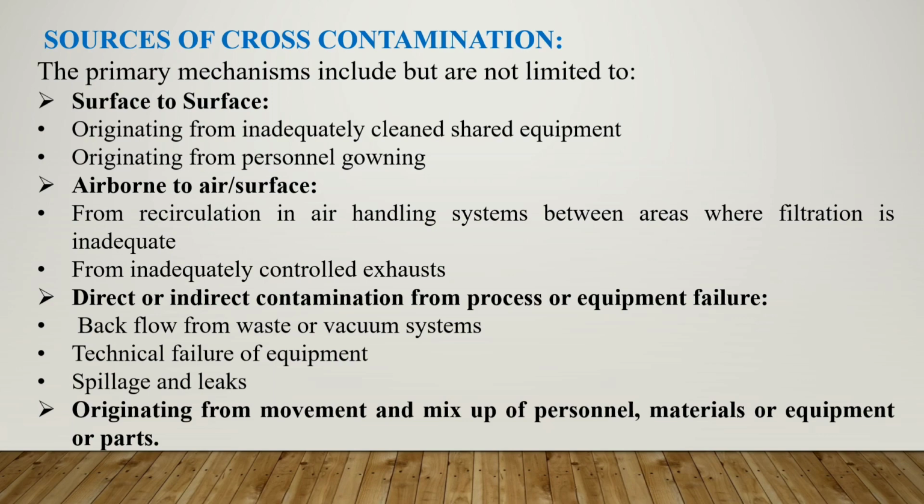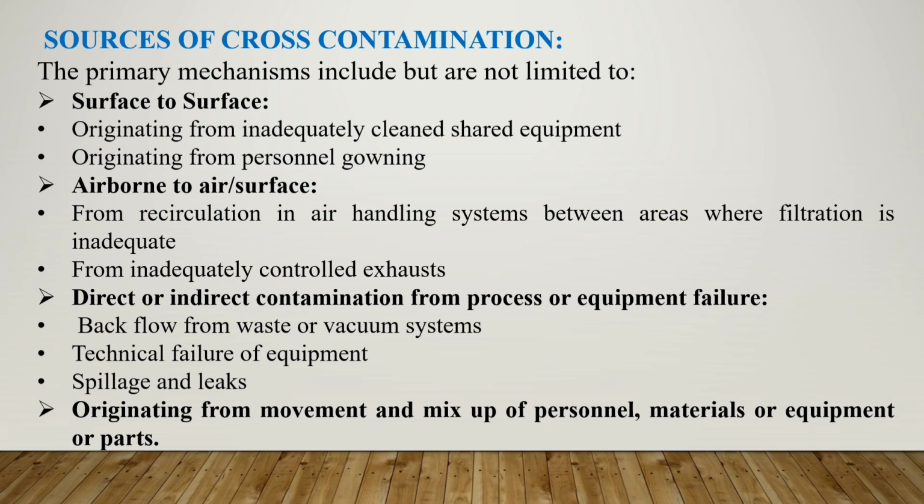Next, sources of cross contamination. There are different sources of cross contamination, like surface to surface. An example of surface to surface is inadequate cleaning of equipment. Then personnel gowning. These are examples of surface to surface cross contamination. The next is airborne to air plus surface, meaning recirculation in air handling systems between areas where filtration is inadequate, then inadequately controlled exhaust. These are examples of originators of cross contamination for airborne to air.